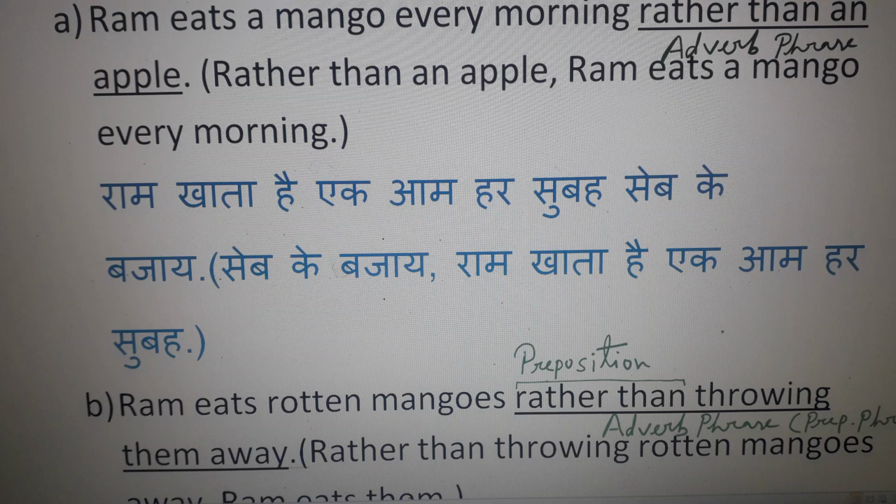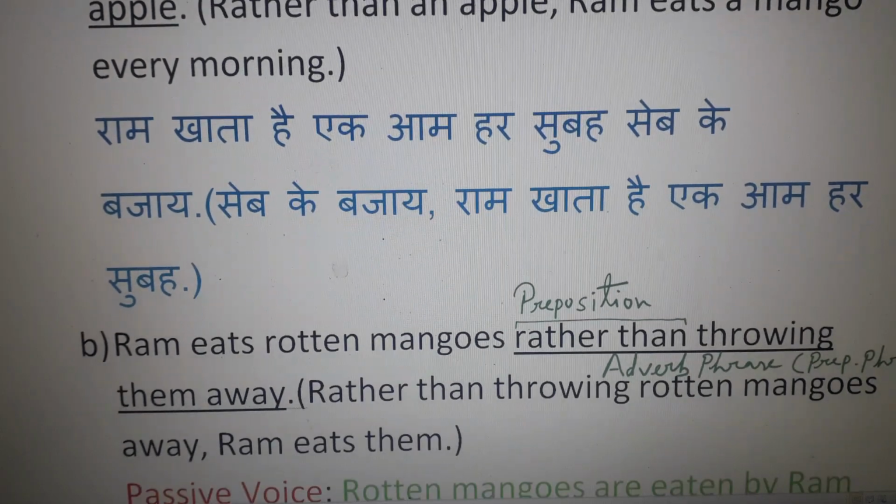As one of the characteristics of a preposition, this rather than phrase can be placed initially so that the sentence becomes rather than an apple, Ram eats a mango every morning. इसका हिंदी अनुवाद होगा, राम खाता है एक आम हर सुबह सेब के बजाय, या फिर सेब के बजाय राम खाता है एक आम हर सुबह.